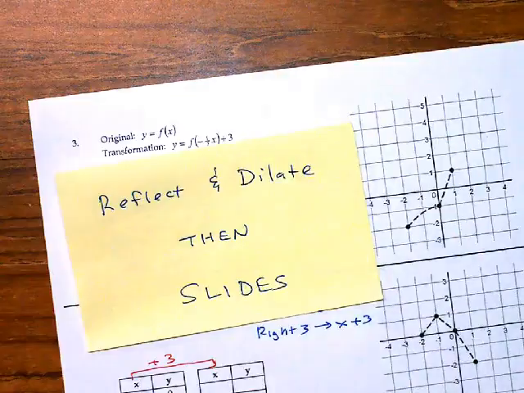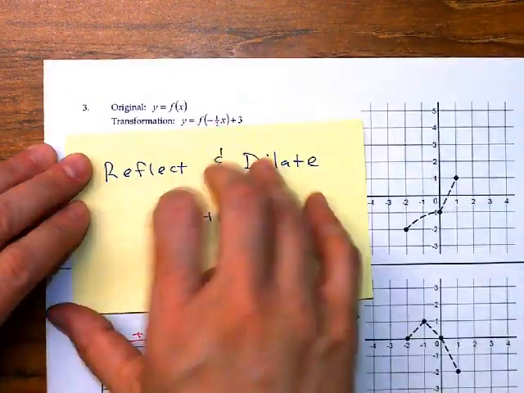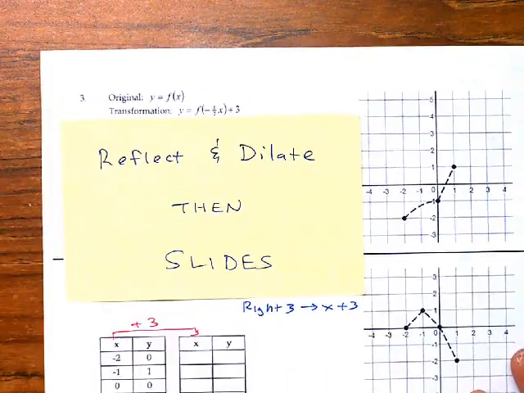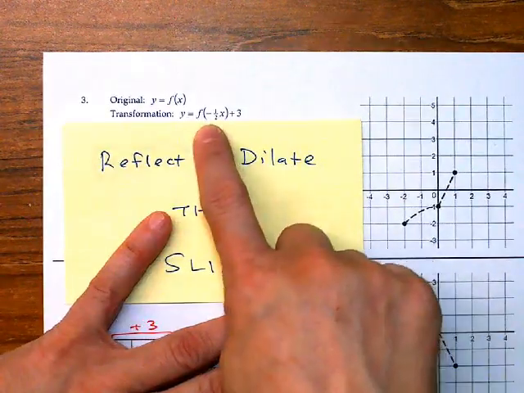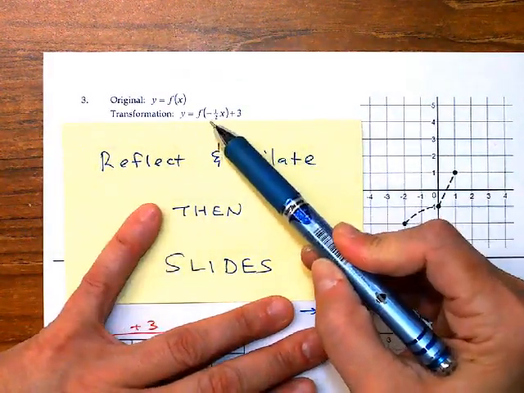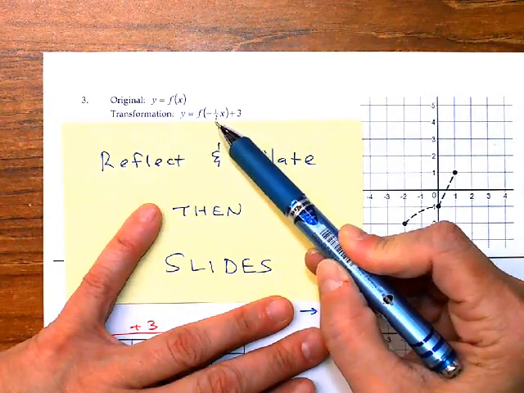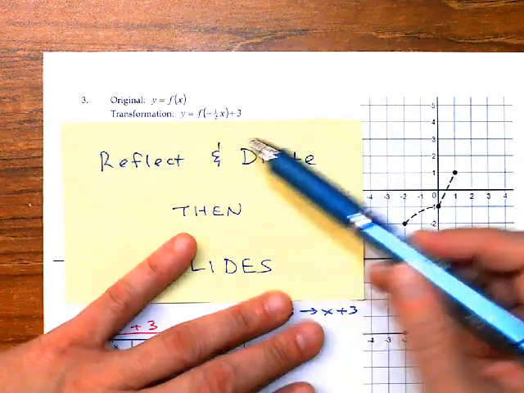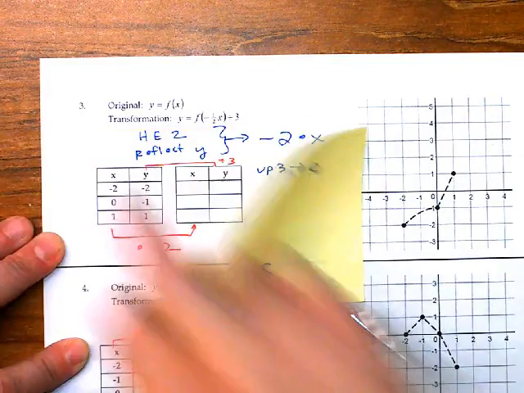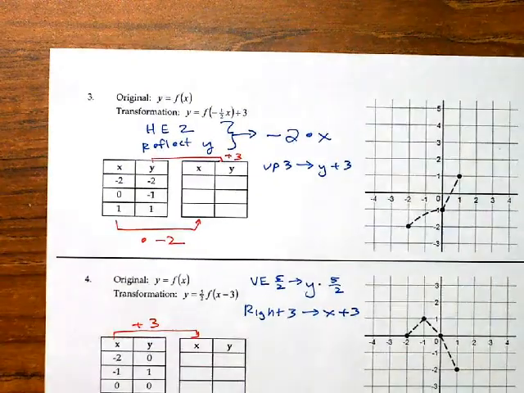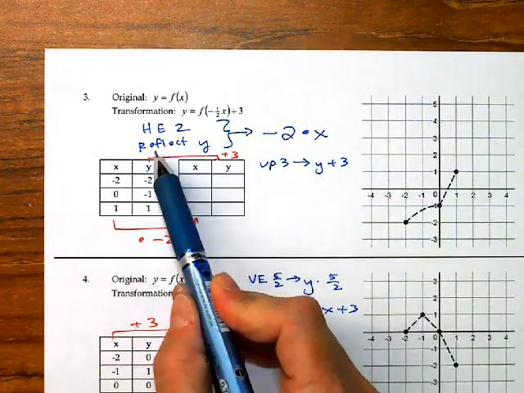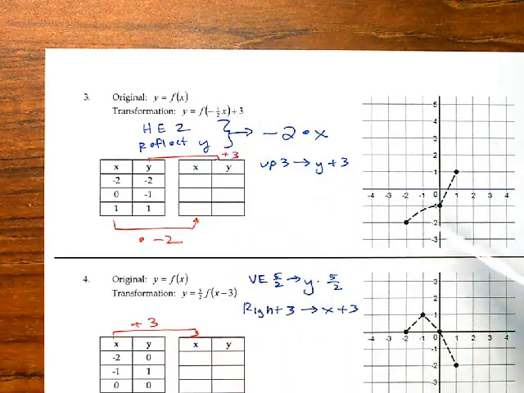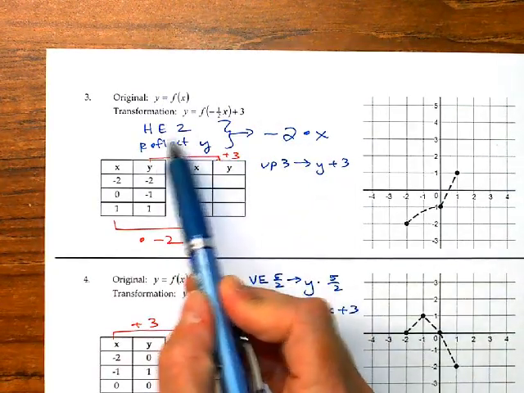Sorry. Now, number 3. We've got a couple operations to talk about here, but I'll keep reminding you, reflect and dilate before the slides. So if we decode this transformation, we've got a negative and a 1/2 multiplied. Remember, treat the negative separately from the 1/2. So our negative would be a reflection over the y-axis. The 1/2 inside, we'd divide all of our x values by 2. We'd call that a horizontal expansion by 2.